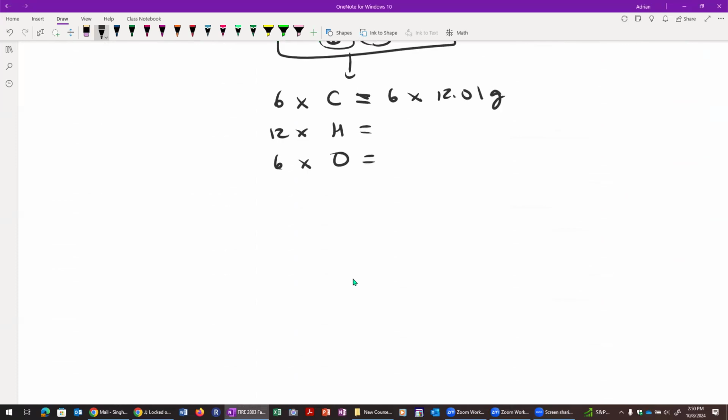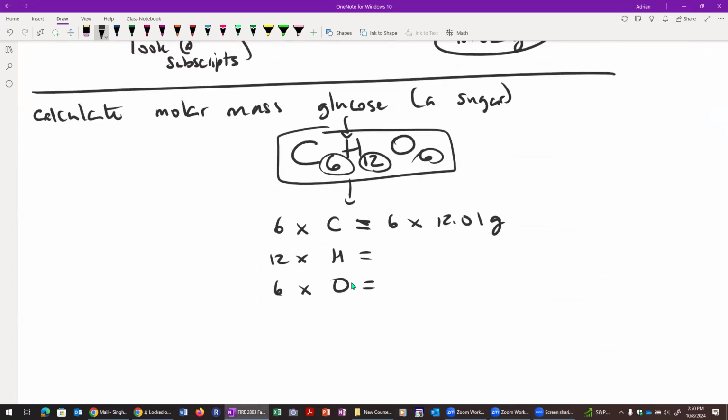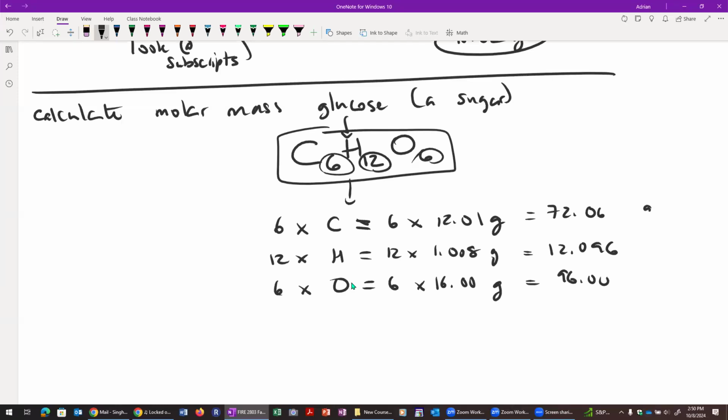Now we're looking at molar masses, so the units have to change. 12 hydrogens, and hydrogen is 1.008, and then the 6 oxygens, each oxygen is 16.00 grams. So we add these together. What do we get? 6 times 12.01 is 72.06. We get 12.096. 16 times 6 is 96. These are all grams. We add these together.